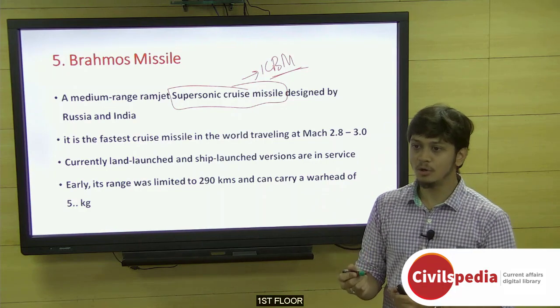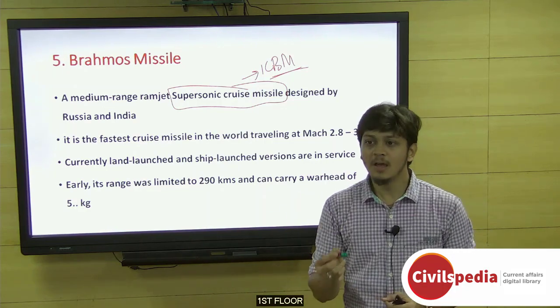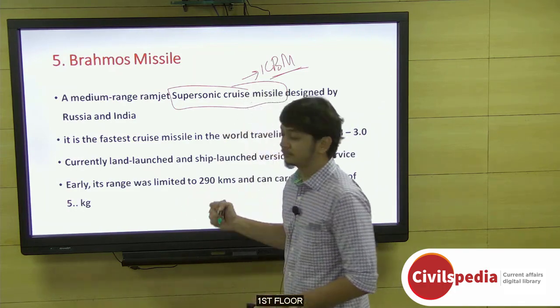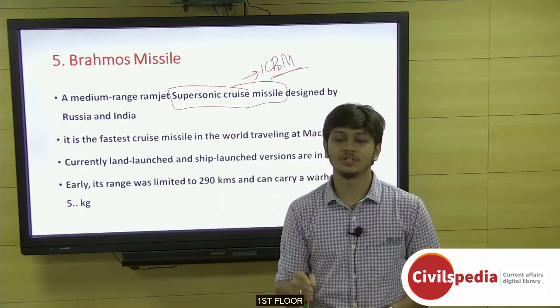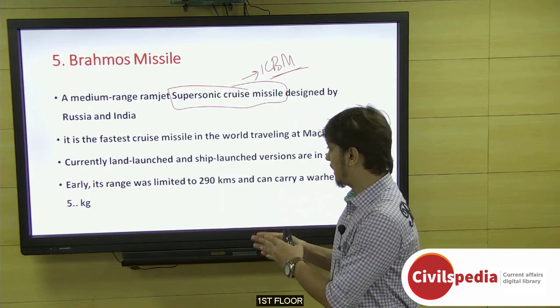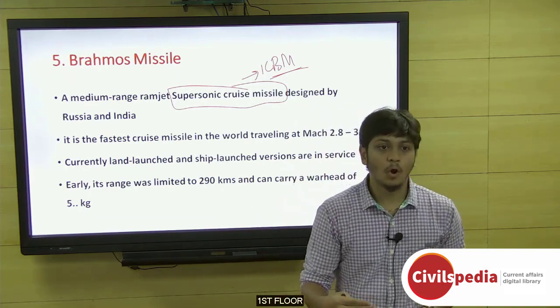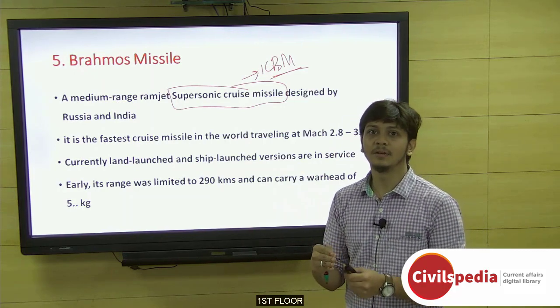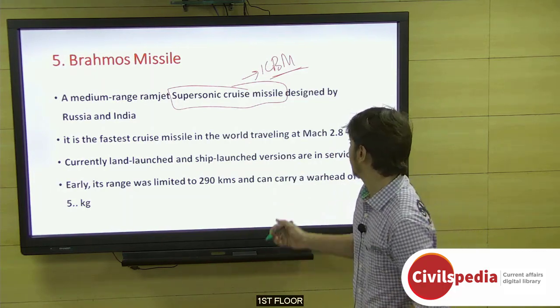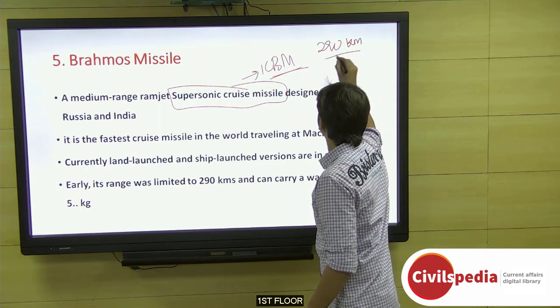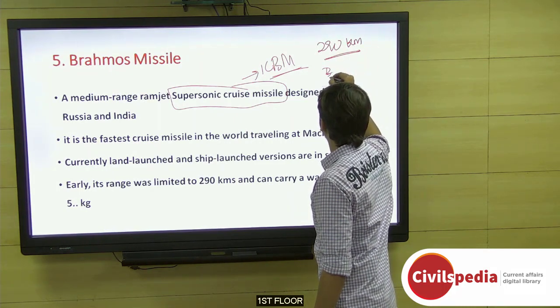It currently has land launched as well as ship launched versions. We also have other versions such as air launched and submarine launched. The air launch version and submarine launch version are being currently developed, but we have land launch and sea launch versions which have been easily developed. Also, this particular missile has a range of about 290 kilometers. Brahmos one has a range of 290 kilometers, and it can carry a warhead of about 500 kgs.